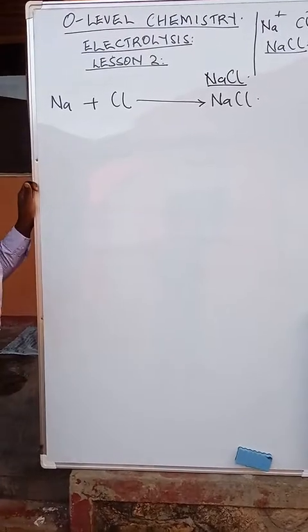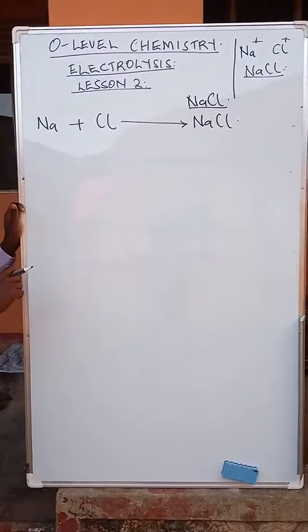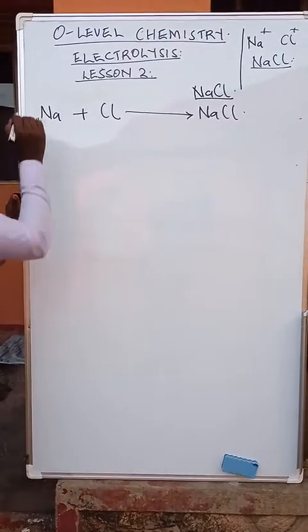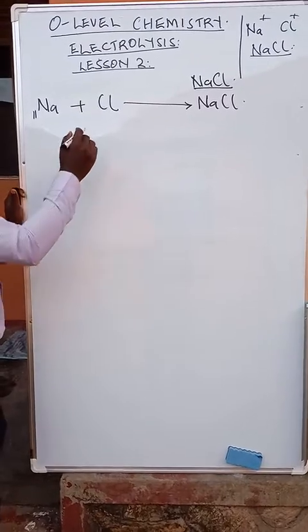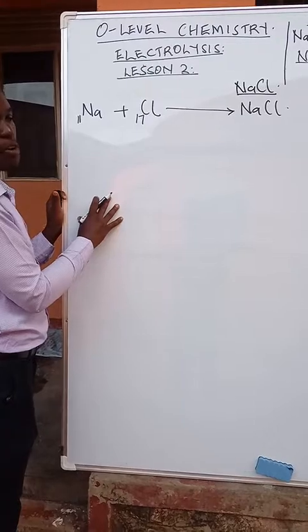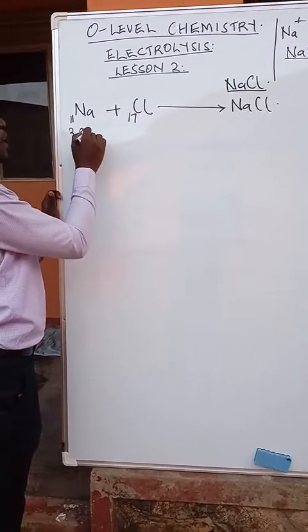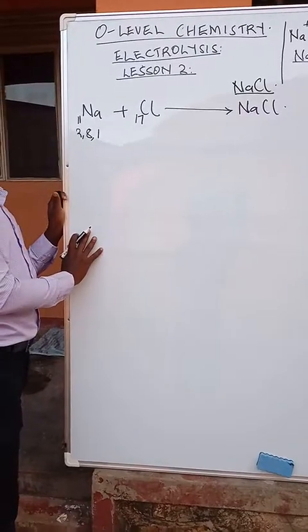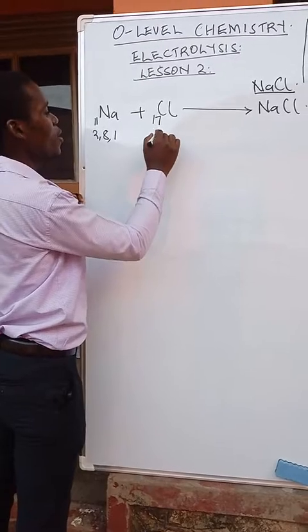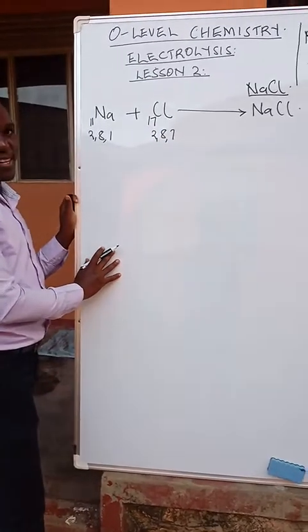Still, let us get some info from atomic structure. Who remembers the atomic number of sodium? Right, the atomic number of sodium is 11. What of chlorine? Yes, chlorine is the 17th element in the periodic table. Sodium, the electronic configuration, I understand you are experts here. The electronic configuration of sodium is 2, 8, 1. And that of chlorine is 2, 8, 7. I believe you can all write that.